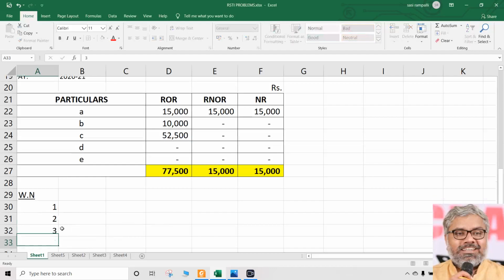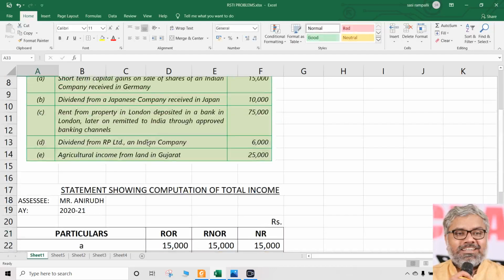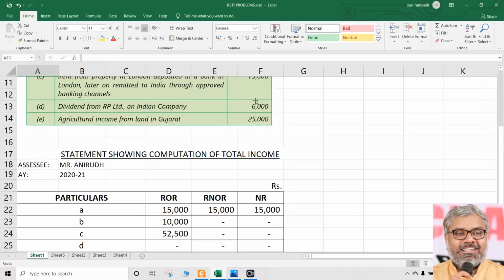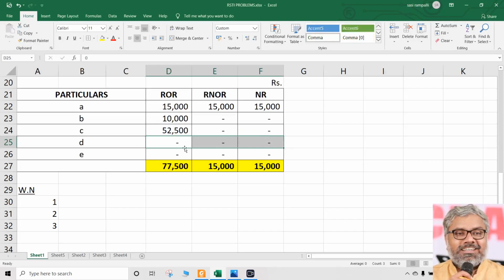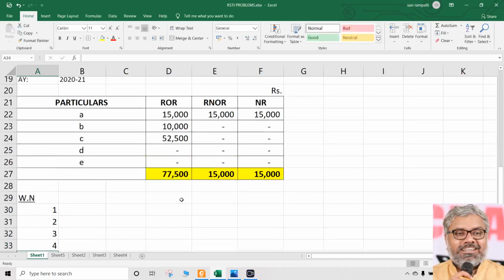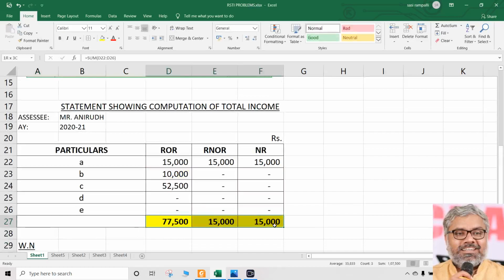Similarly, working note number 3 should indicate the dividend from an Indian company is exempt from tax under section 10(34) since it did not exceed 10 lakh rupees. That provision you should write. When there is a nil here, automatically there should be a working note. A nil always should be backed by a working note. Just silently writing the nil and finding the total calculation will not give full marks at all.